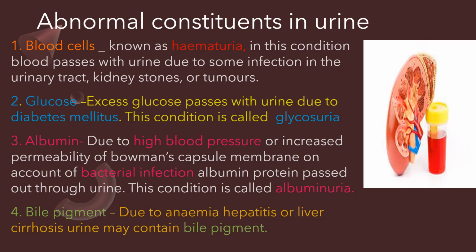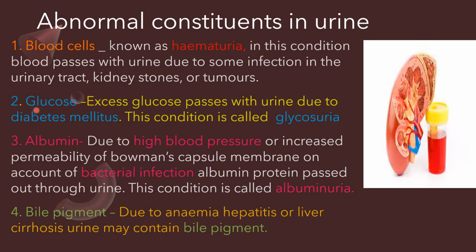Abnormal constituents in urine. First one, blood cells. If you see blood cells in the urine, that condition we call it as hematuria. In this condition, blood passes with urine due to some infection in the urinary tract, kidney stones or tumors. Then hematuria is the symptom of urinary tract infection or kidney stones or tumors.